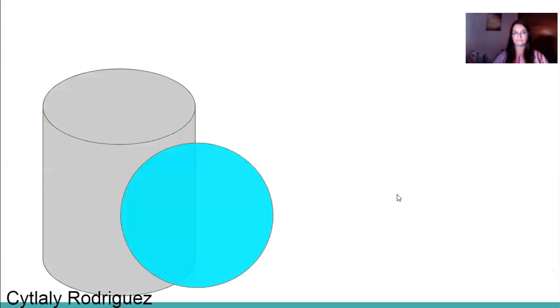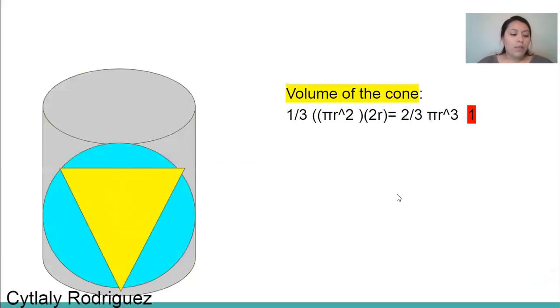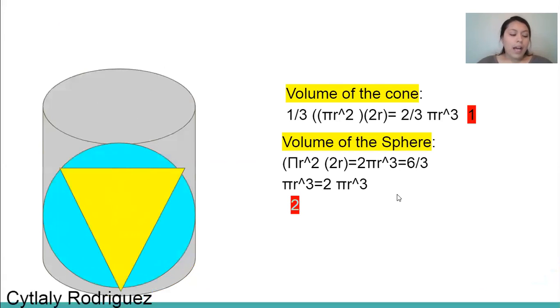Cece, can you tell me how a cylinder, a sphere, and a cone is considered a 1 to 2 to 3 ratio? Excellent question, Claudia. Let's figure out the volume of all 3 shapes first. The volume of a cone, we will use the formula of 1/3 times pi r squared times 2r, giving us 2/3 pi r cubed.